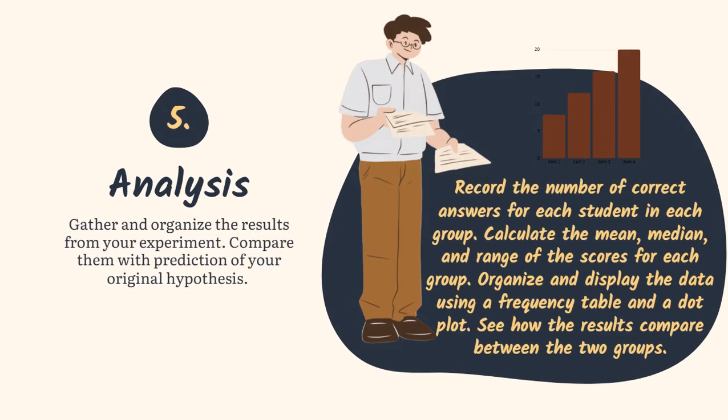Step 5. Analysis. Gather and organize the results from your experiment. Compare them with the prediction of your hypothesis. In our example, record the number of correct answers for each student in each group. Calculate the mean, median, and range of scores for each group, and organize and display your data using a frequency table and a dot plot.